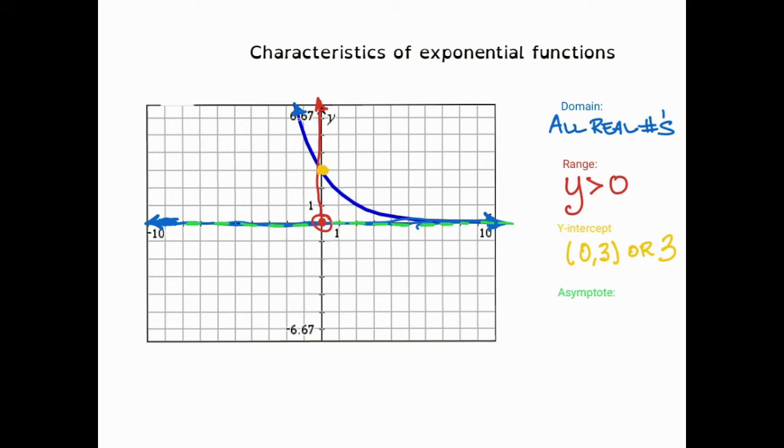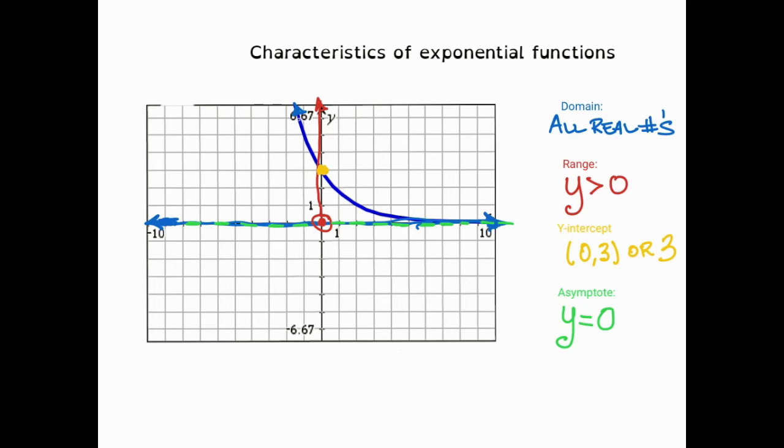Now here's where we have to pay attention to how we write it. This is a horizontal line, so it'll always be y equals. Now, which is the y value that it is approaching? If I just look at it, what is the y value that this line is touching? It is the y value of 0. So I just say y equals 0. So these are the characteristics that we look at in exponentials: domain, range, y-intercept, and asymptote.